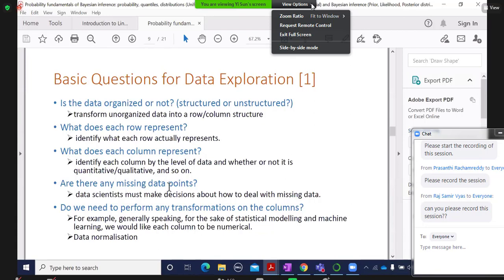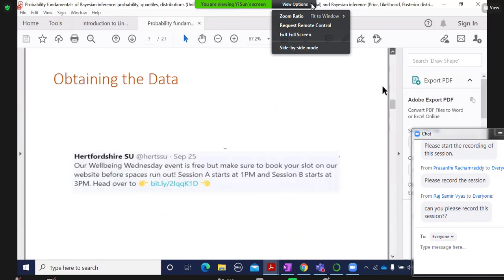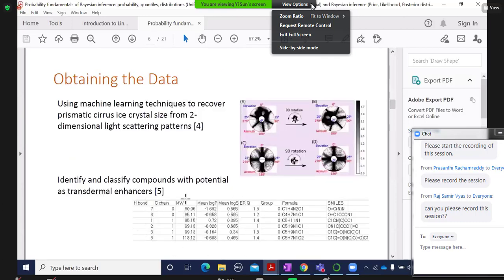Are there any missing data points? What does it mean, missing data points? So for example here, in this structured data, if we have, say, 200 chemical compounds, each row here represents one single chemical compound. And let's say, for example, for the second row here, this hydrogen bond value is missing. Then we say this row has a missing value.